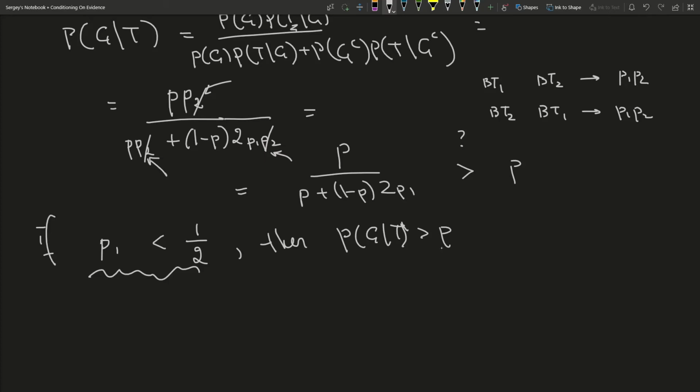Whereas if, for example, P1 equals a half, then half the population has blood type 1. So observing it at the scene does not really tell us anything about whether our suspect is one of the criminals or not.